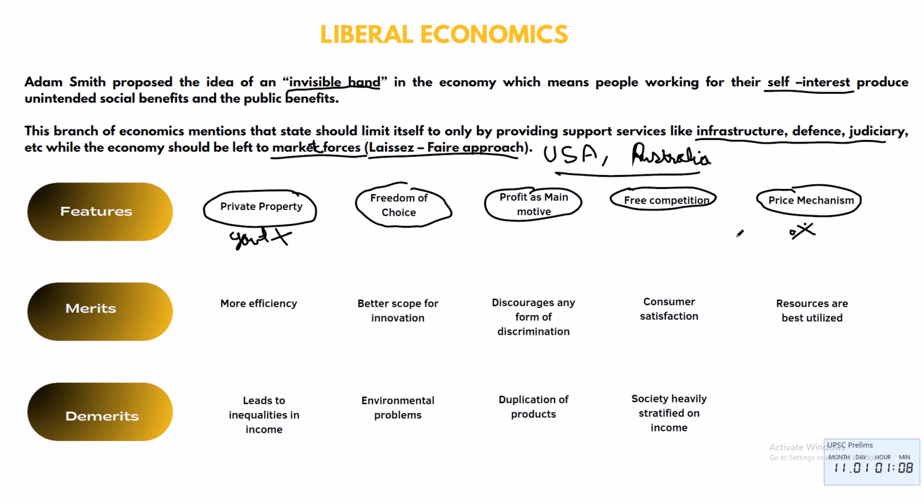Now, what are the merits? There is more efficiency, as producers produce on the demands of the consumers. Better scope for invention: since the competition is high, companies look to capture the market through better products and inventions. It discourages any form of discrimination, so that trade can take place between two parties, or between a consumer and a producer, without any barriers. Consumer satisfaction.